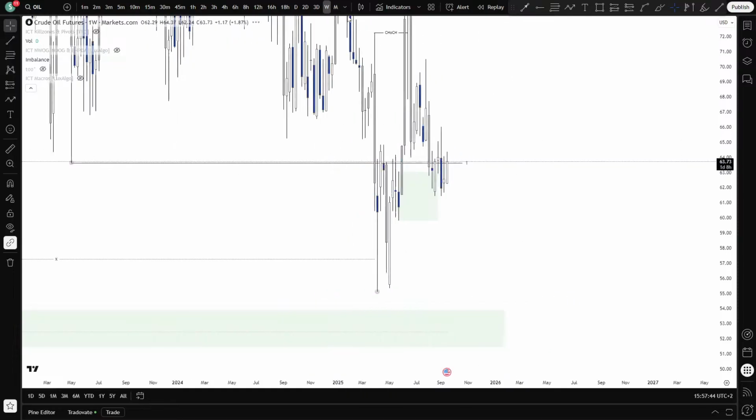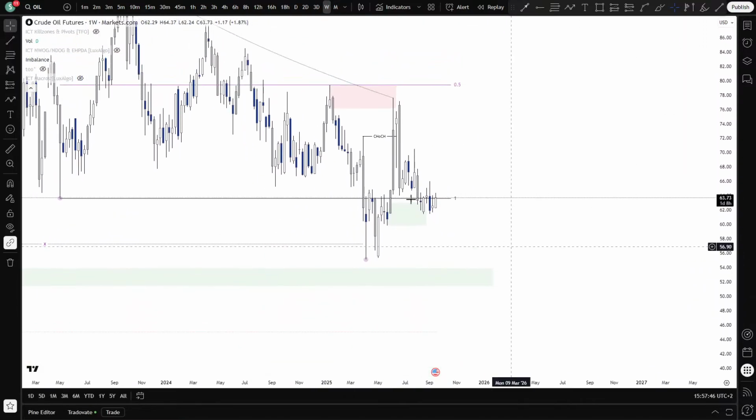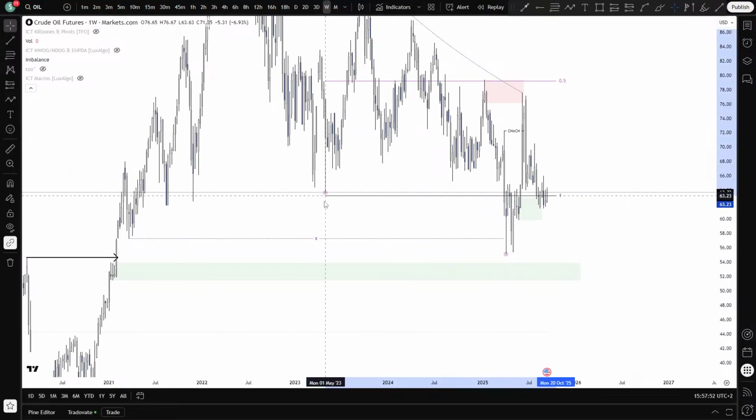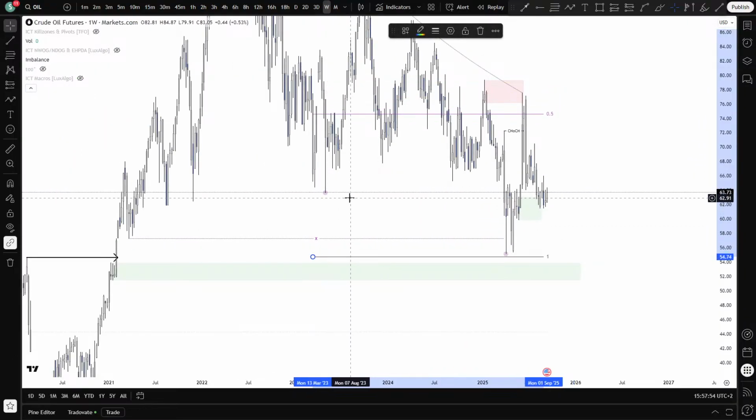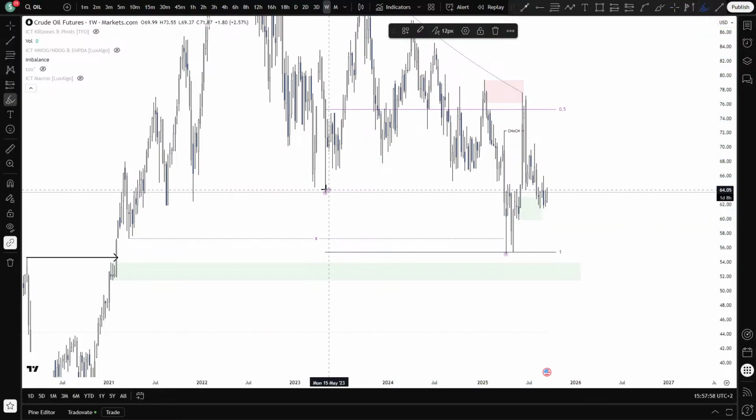3-day you can see, or what was it, weekly? Yeah, weekly you can see that this is a nice demand that was left open untested, and we are having support in there right now. Nice.